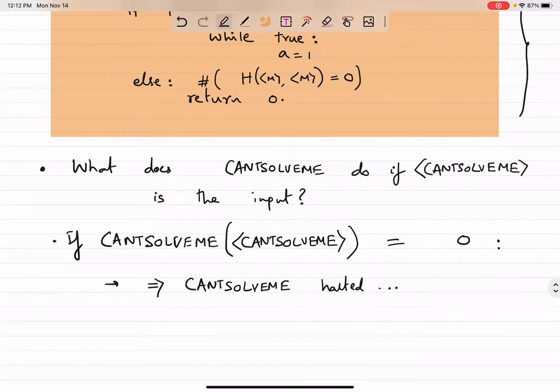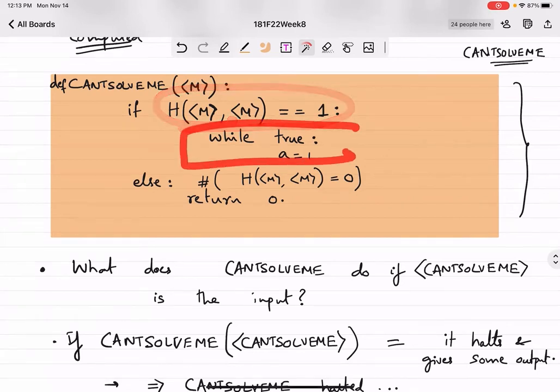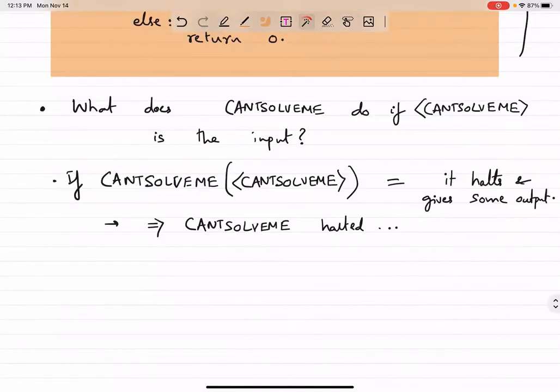Okay, so maybe it doesn't even have to be 0. So let's say it halts and gives some output. So if it halted, then what would happen? Remember, we're giving the same program as input, right? So H of can't solve me would be 1 because you halted. So you would end up in a loop. That means you did not halt. Doesn't pass, right? It doesn't make sense. Implies can't solve me halted.